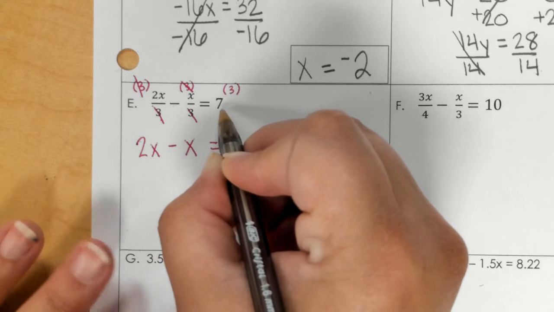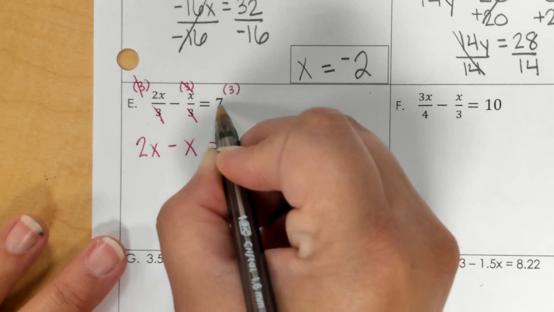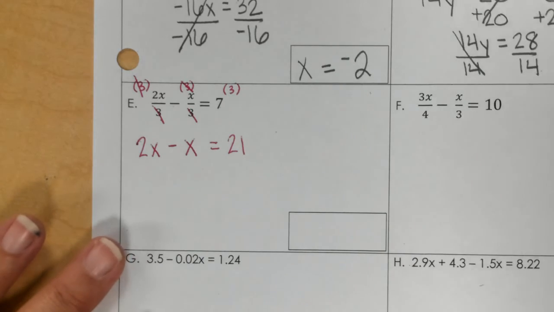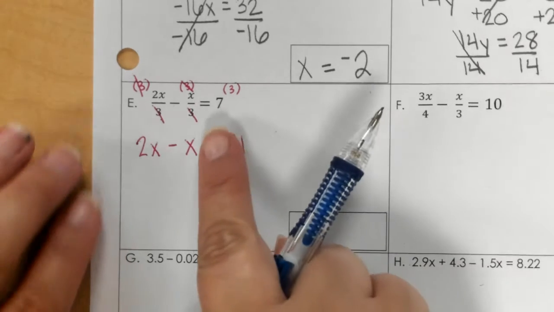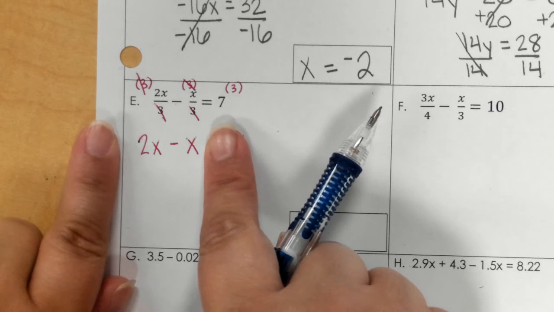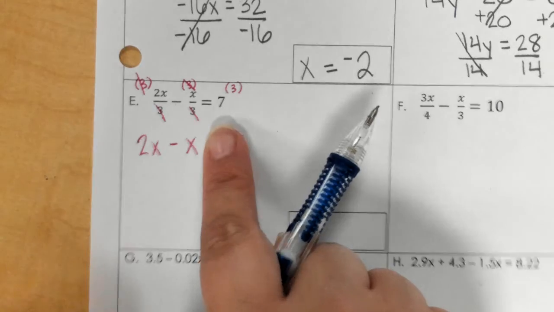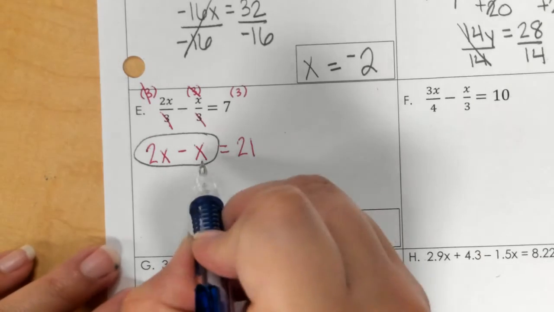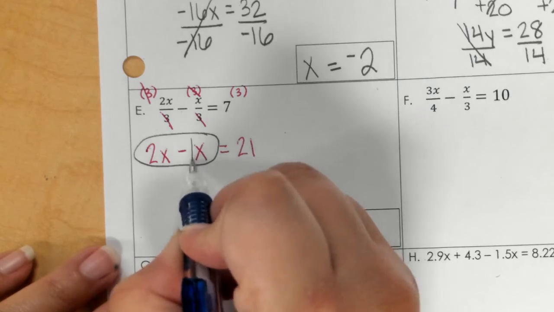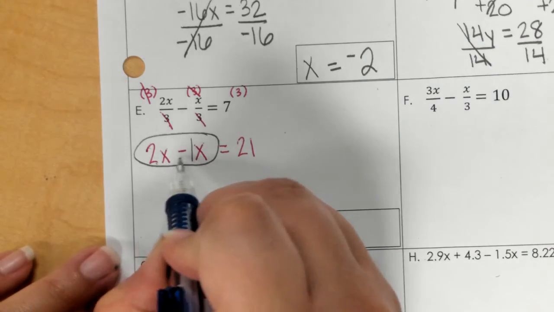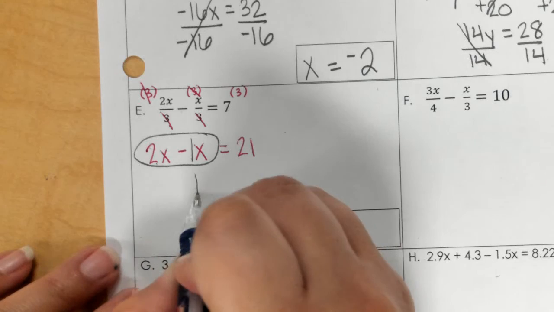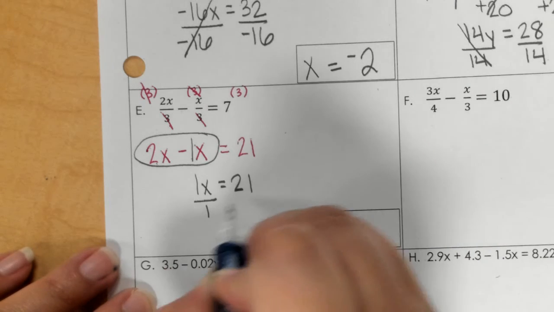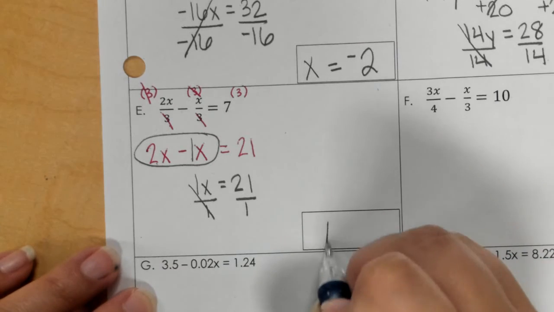Since this is not a fraction, you multiply this. So 7 times 3 is 21. Now, when you look at this, my hope is that on this side of the equation, you see that you have 2 x's, which means you can go ahead and combine those. You also should know that if you just have an x, there's a 1 there. So this is 2x minus 1x, which is 1x. And to solve for x, you just divide by 1. And x is 21.